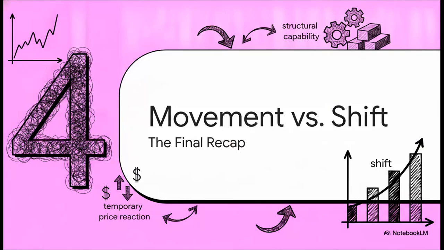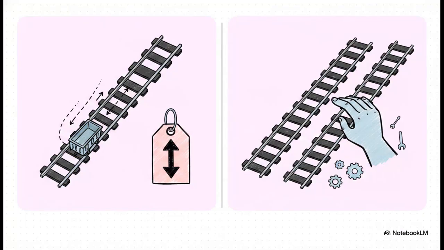Okay, bringing it home with Section 4, a quick recap of movement versus shift. To absolutely ensure we never ever confuse a temporary price reaction with a structural capability shift, let's put them head-to-head one last time. On one side, we have a change in quantity supplied. That's a movement. It is triggered strictly by a change in the product's own price. The tracker point just slides up into an expansion or down into a contraction. The curve itself stays put.